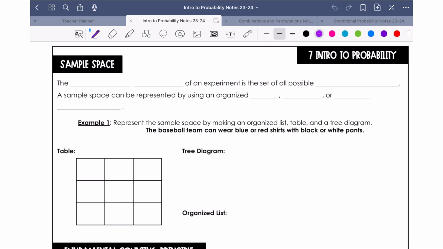So the sample space of an experiment is the set of all possible outcomes. Okay, so kind of like when you say, what are the chances of this happening? That is what probability is mainly geared towards. So a sample space can be represented by using an organized list, a table, or a tree diagram. Okay, and this would all make sense once we do an example.